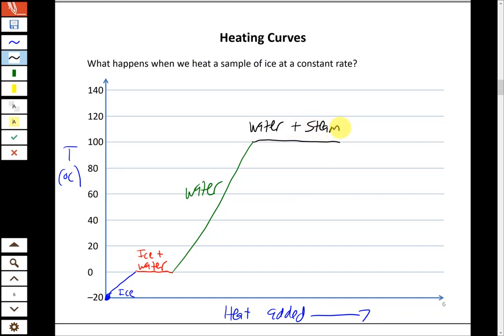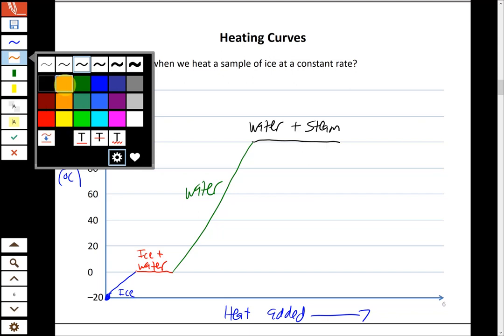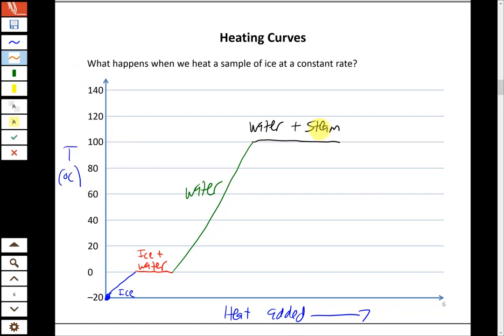And then once you get to 100 degrees Celsius and you've boiled all the water, now you have gas phase water, or what we colloquially refer to as steam. If you keep heating it up, you're going to keep raising the temperature of that. So this is going to be here just steam in this phase. You're going to keep raising the temperature as you continue to add more heat.